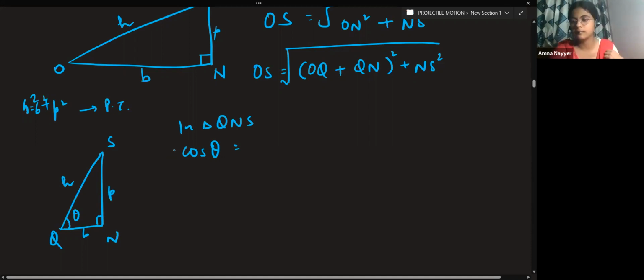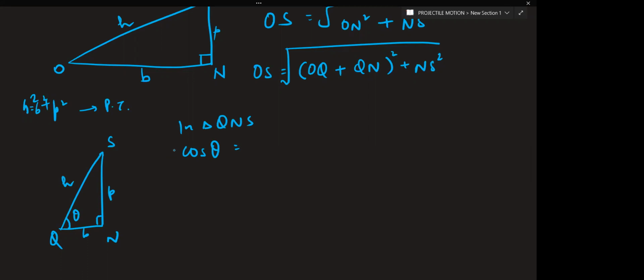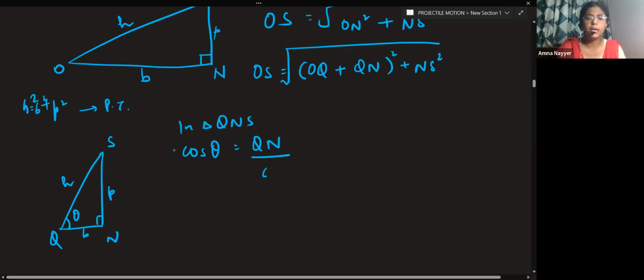Yes, Aisha. Cos theta. QN by QS. Perfect. QN divided by QS. Base upon hypotenuse, the ratio of base and hypotenuse gives you what? It gives you cosine. So this will be QN divided by QS. What was QS, class?